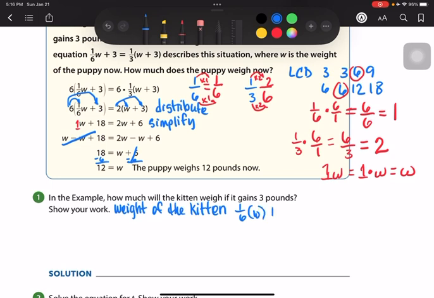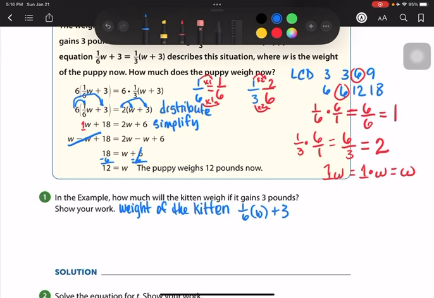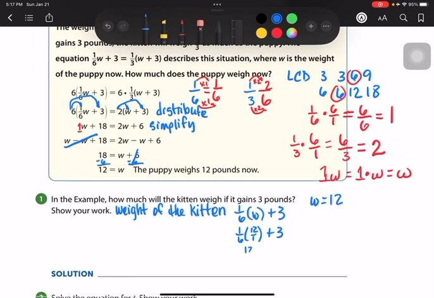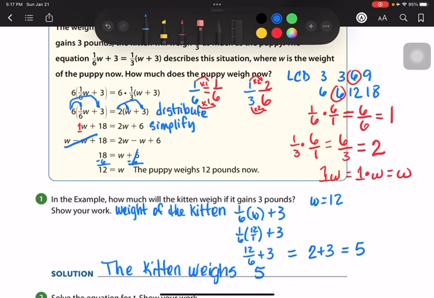W plus 3. Now that we know that the weight of the puppy equals 12, we're going to replace W with 12 in this equation. So 1/6 times 12 over 1 plus 3. That gives me 12 over 6 plus 3. 12 over 6 equals 2, plus 3 equals 5. Therefore, the solution: the kitten weighs 5 pounds.